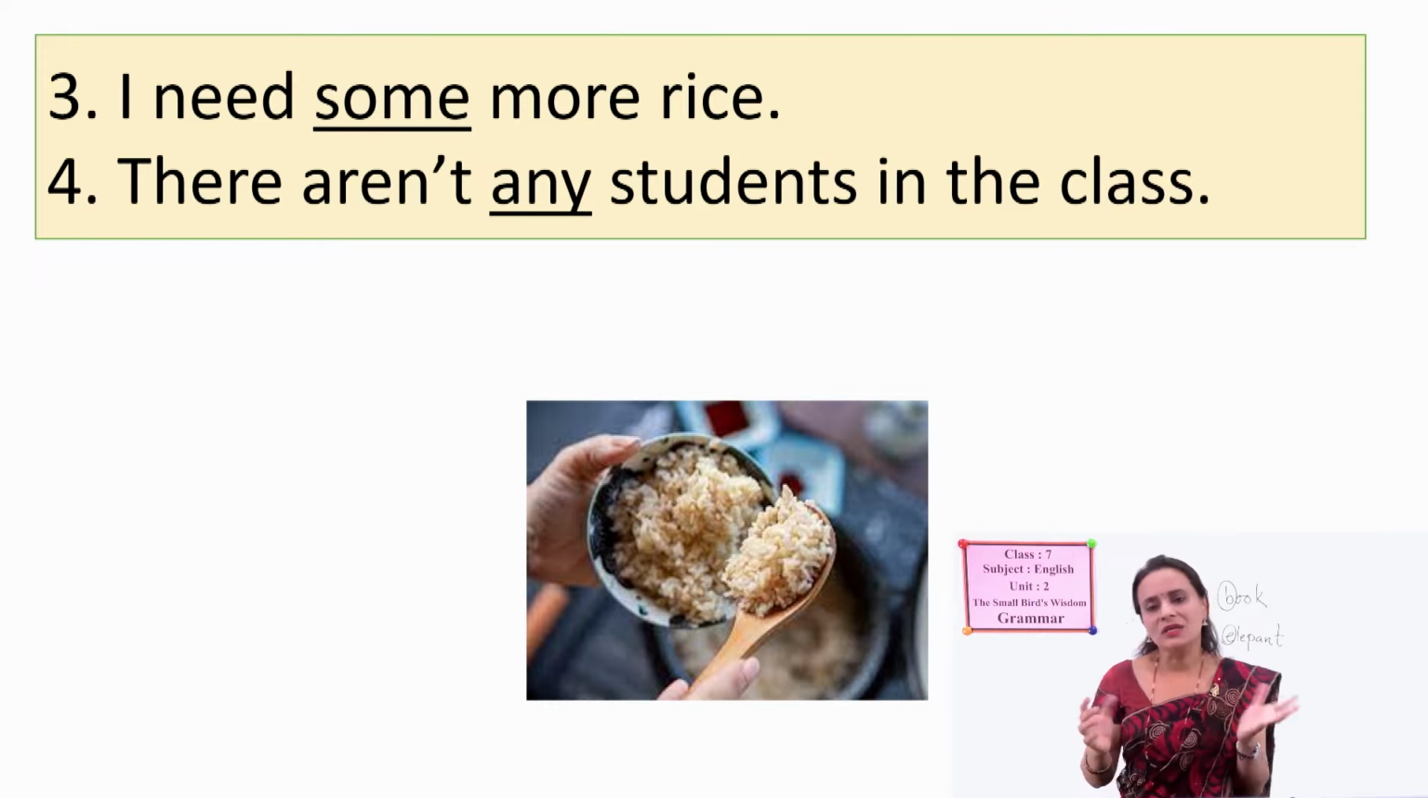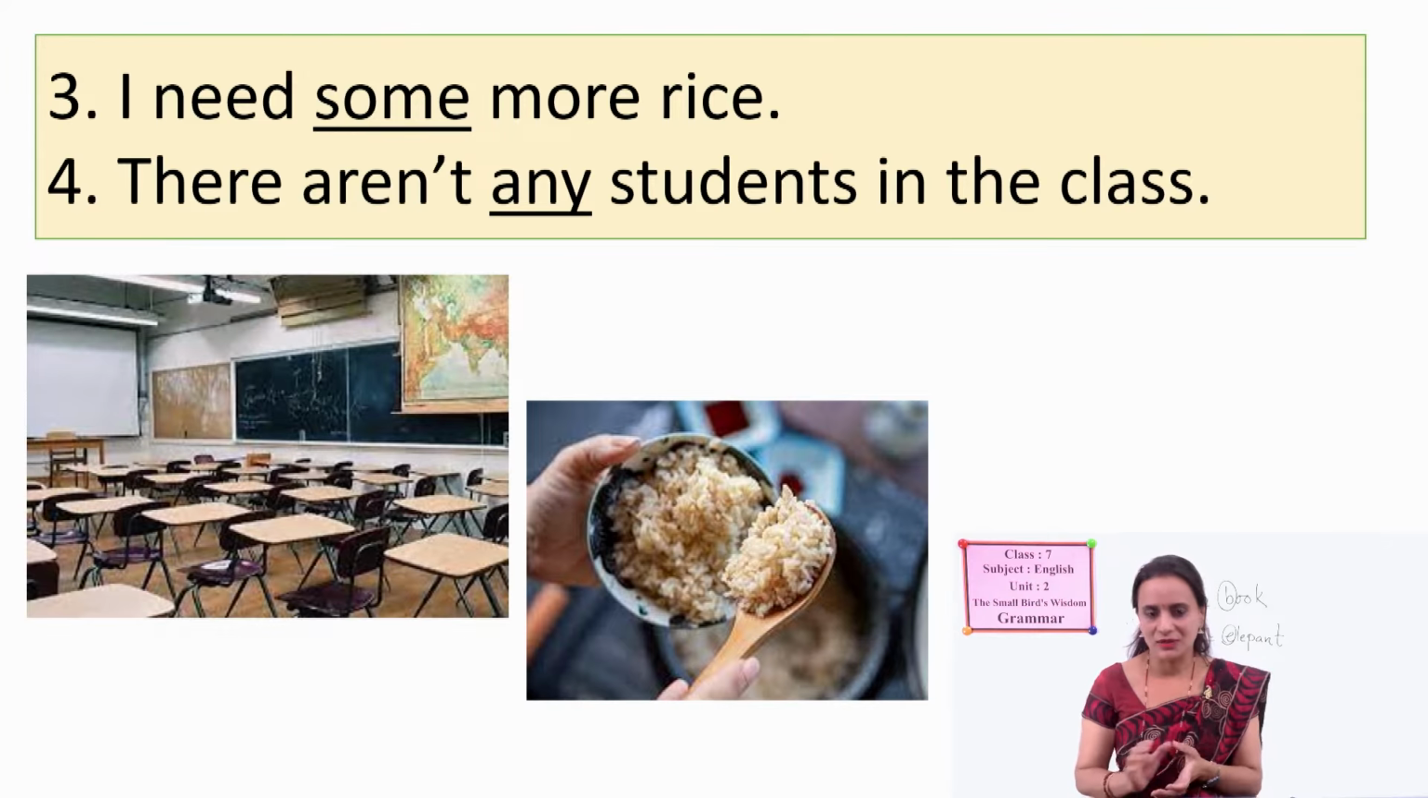Now see another. There aren't any students in the class. You can see here in the picture also. There aren't any students in the class. See here, aren't. Aren't means what kind of sentence? What kind of sentence is this? It is a negative sentence. Very good. So, for negative sentences, we use any. Okay.